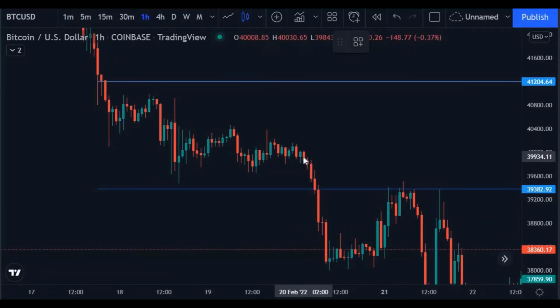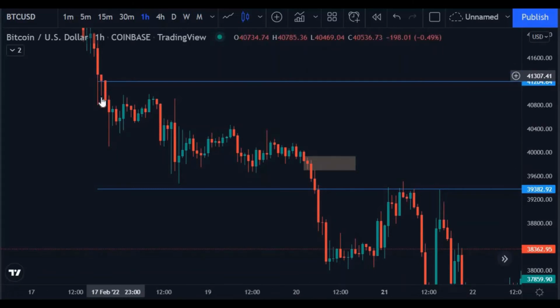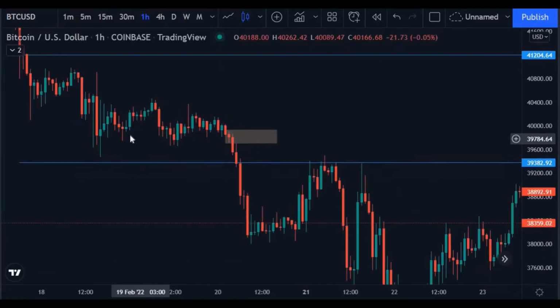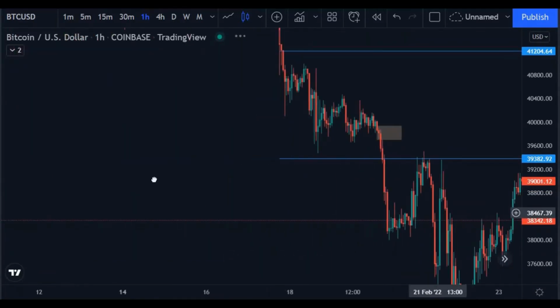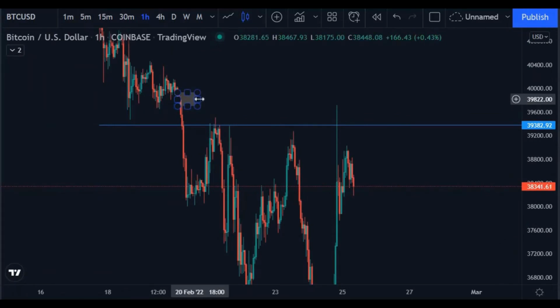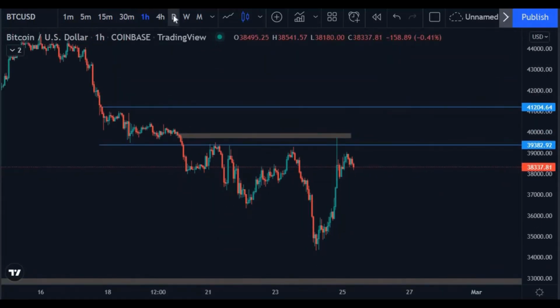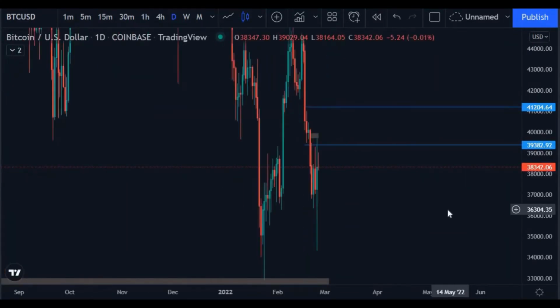Which supply? I think this is a good supply setup. Okay, we have a drop base drop. This looks like a drop base drop, but no. I'm just going to extend this. Then look at what's up.